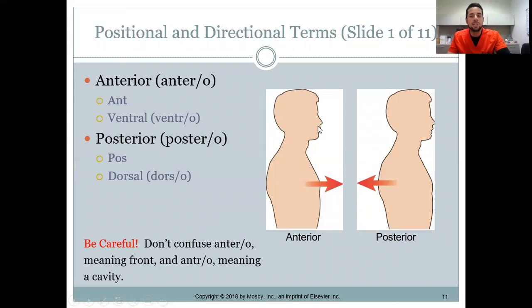All right, next we have posterior. So posterior is gonna be towards the back, okay? Towards the dorsal surface anatomy, which is back here. So we have the gentleman facing towards the front. When we talk about posterior aspect, it's gonna be towards the back, okay?